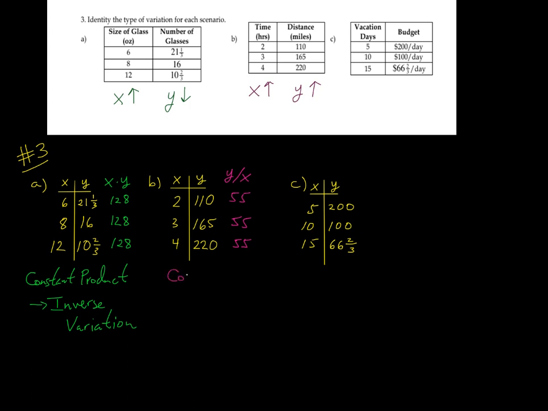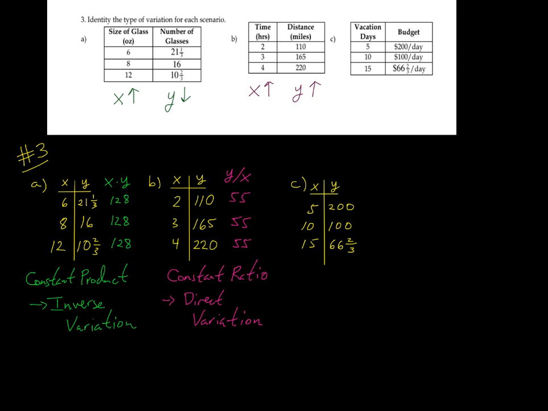So here I have a constant ratio telling us that distance and time vary directly. So this is direct variation. And as we saw in problem 11.2 number 1, that 55 would just be the speed of our car.